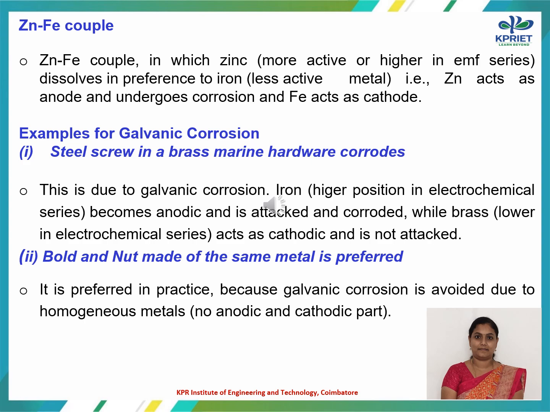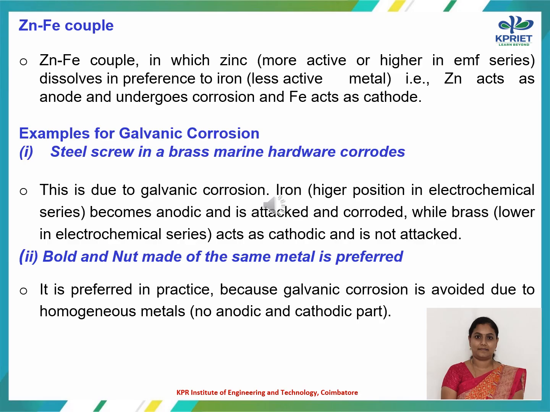For example, in a zinc-iron couple, the zinc having less electrode potential value behaves as anode, whereas the iron having more electrode potential value will behave as cathode. Thus galvanic corrosion happens between the zinc and iron couple.